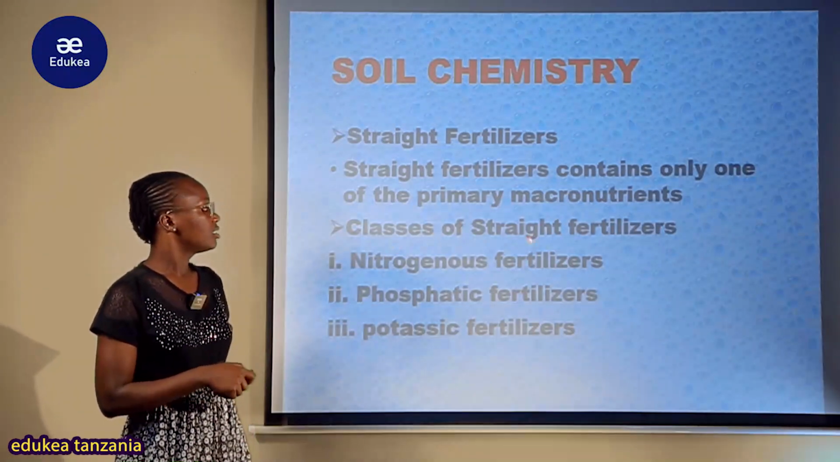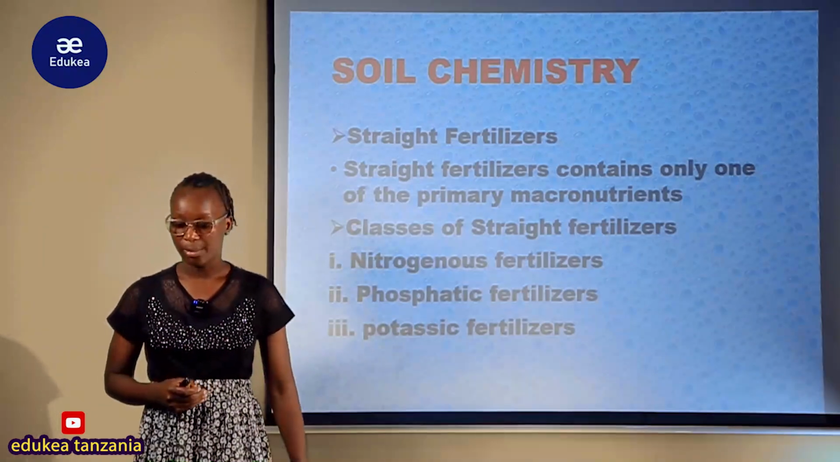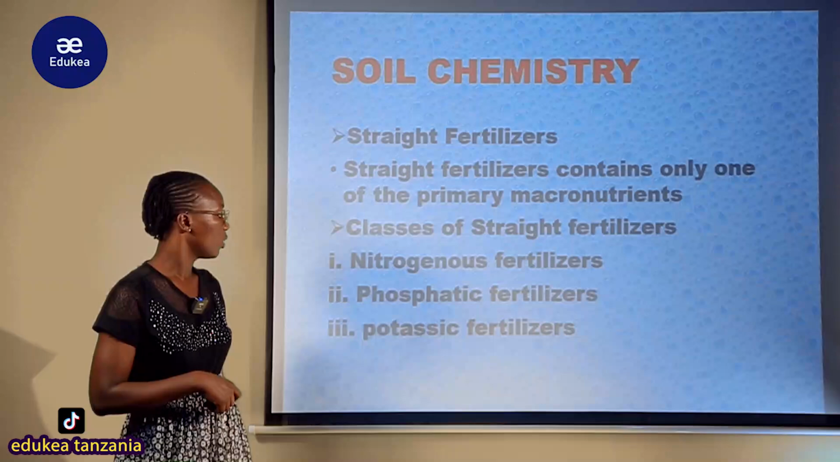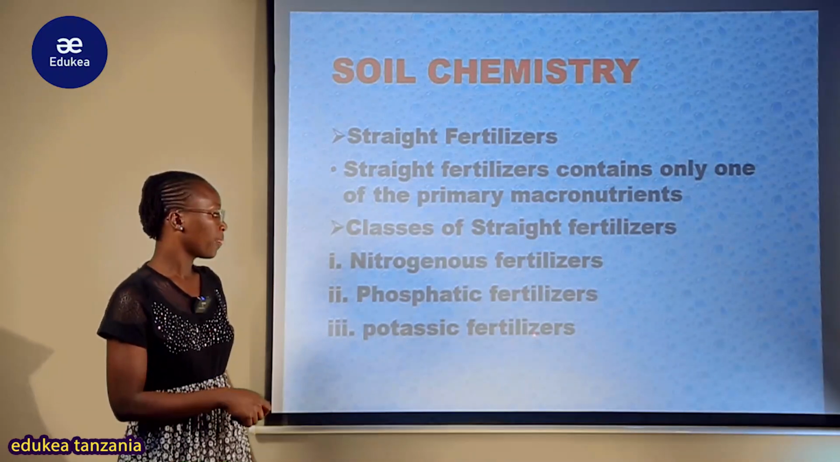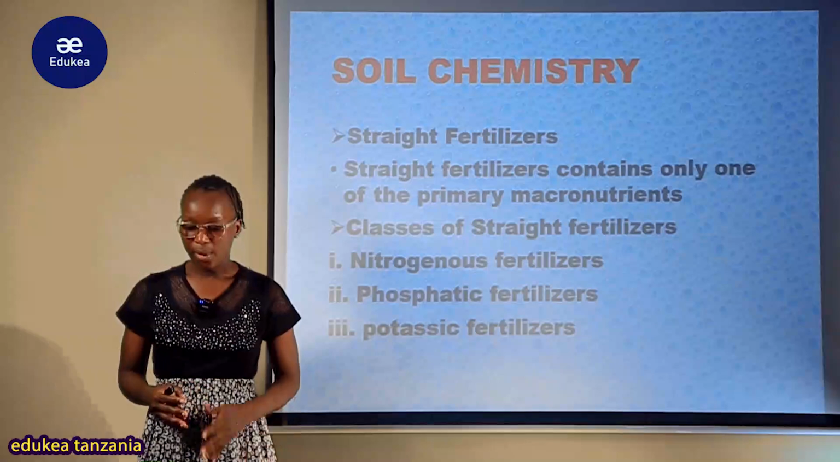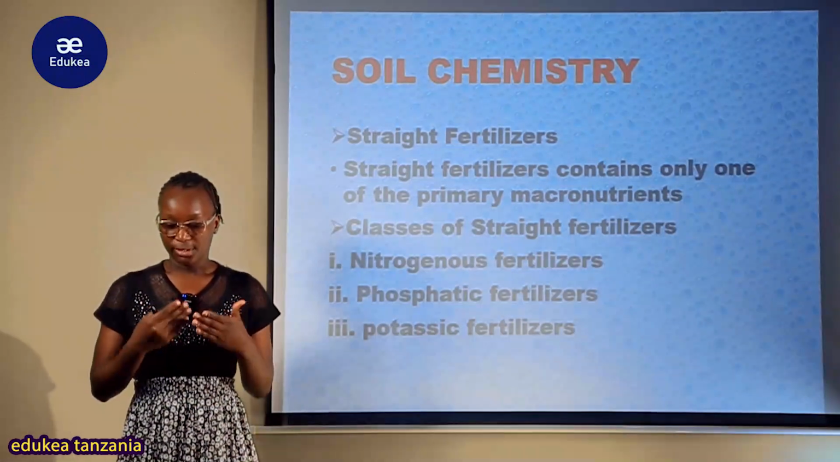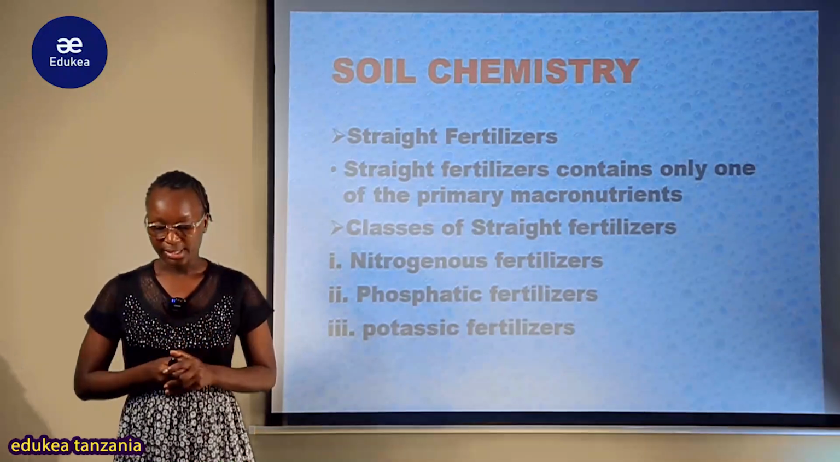Now the classes of straight fertilizer. Kwamba hii straight fertilizer yenyewe imekuwa categorized. First we have the nitrogenous fertilizers, we have the phosphatic fertilizers, and we have the potassic fertilizers. So we are going to look at nitrogenous fertilizers, the phosphatic fertilizers, and also the potassic fertilizers.